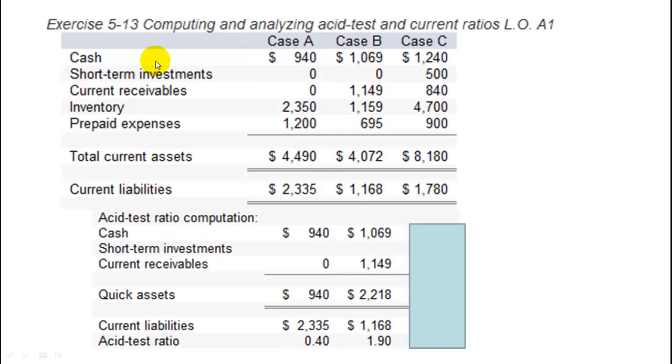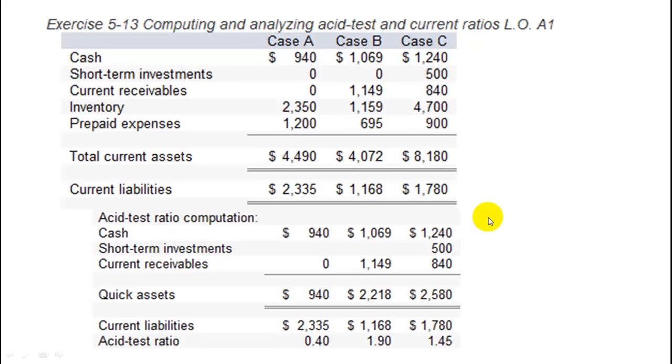Case B, again, cash, short-term investments, which are zero, and current receivables, looks like would be total quick assets of $22.18. That's divided by the current liabilities of $11.68 to give us an acid test ratio of 1.9, which is better. And then last but not least, we have case C, where we have quick assets totaling $25.80 divided by current liabilities of $17.80, which gives us an acid test ratio of 1.45.